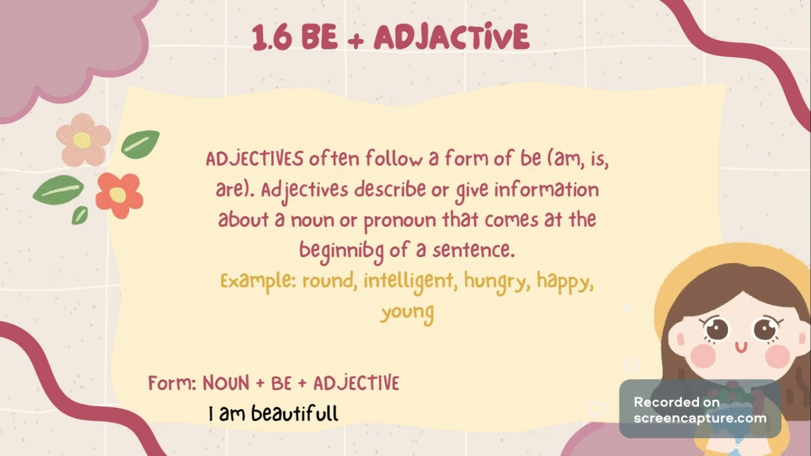Be plus adjective. Do you know what adjectives are? Adjectives describe or give information about a noun or pronoun that comes at the beginning of a sentence. Adjectives often follow a form of be: is, are. Example: round, intelligent, hungry, happy, and young. The form is noun, be, adjective. Example: I am beautiful. So, I is a noun, am is a be, and beautiful is an adjective.